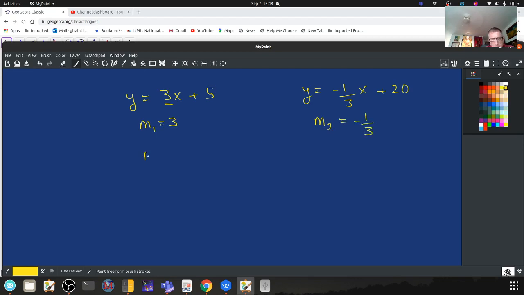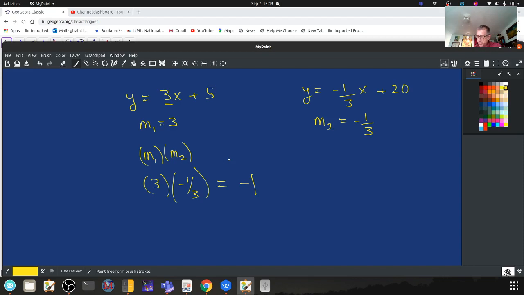So let's multiply slope 1 times slope 2. If the answer turns out to be minus 1, then they're perpendicular. So that's 3 times minus 1/3, which is the same as 3 divided by 3, which is 1, times minus 1, which is equal to minus 1. So let's actually go to GeoGebra and verify that.